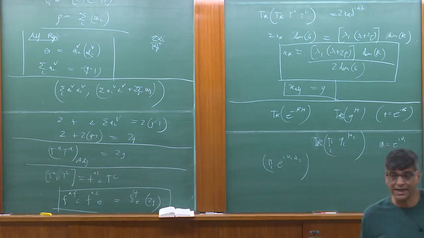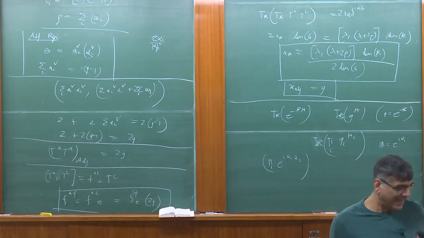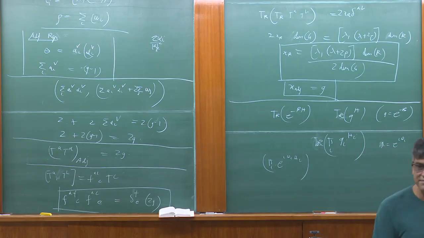When we exponentiate that, what are we getting? What we're getting is the most general diagonal group element. Okay.